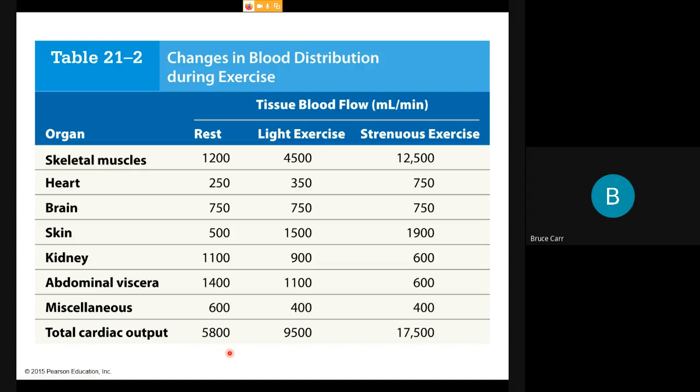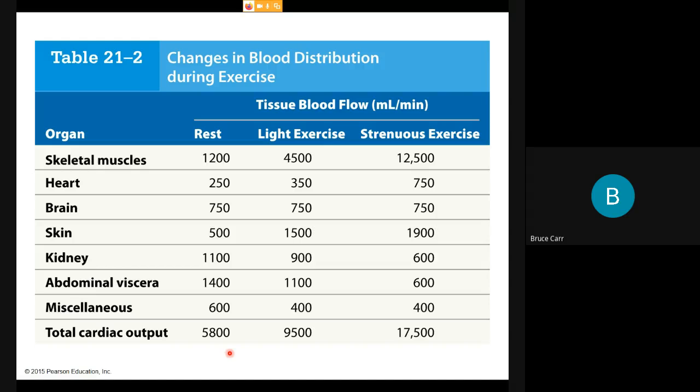So at rest, 1,200 mils per minute. Light exercise, and you basically over triple that. And strenuous exercise, you're basically sending about 10 times the volume of blood through the skeletal muscles that you did at rest, showing the overall impact of oxygen to skeletal muscle performance. Moving weight with your skeletal muscles consumes a lot of your energy. Therefore, that 10 times increase in blood flow.